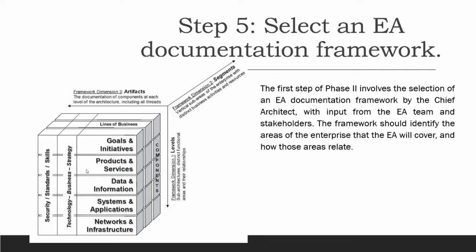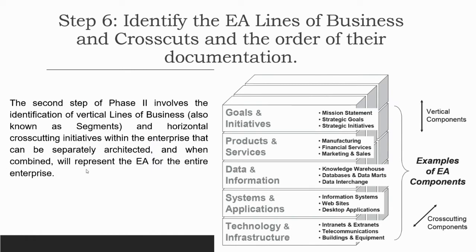Okay, let's proceed to step six. Identify the enterprise architecture lines of business, or LOBs, and cross-cuts, and the order of their documentation.